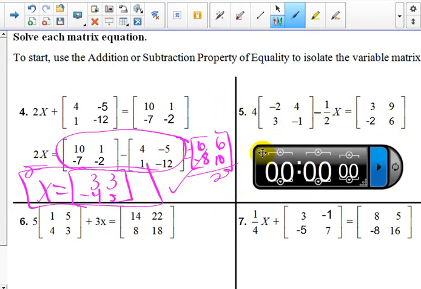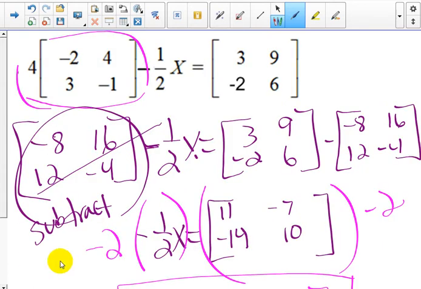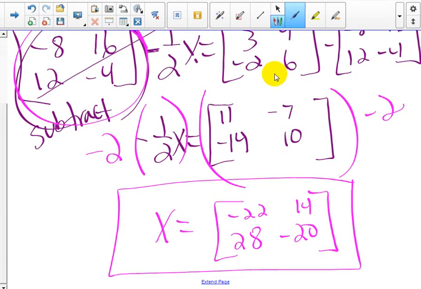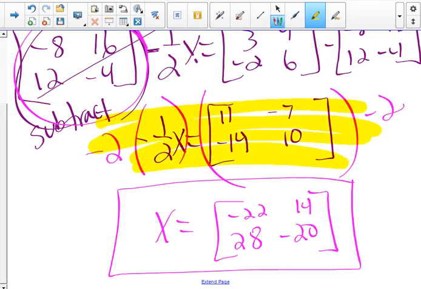Okay, so that's our 3 minutes, and hopefully we'll have a little bit of time left at the end of class and you can come back and finish if you weren't finished. But number 5 was a little bit different, as there's a couple more steps in there. And when you work it, the first thing you want to do is clear the 4 and then subtract that result from each side. So you end up with negative 1/2 x equals, this is what you get right there. So this matrix.